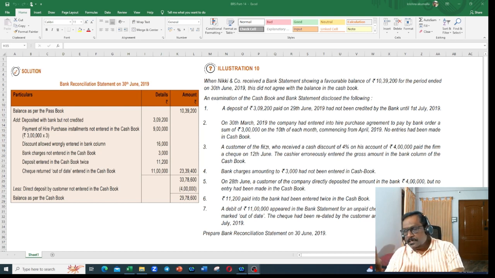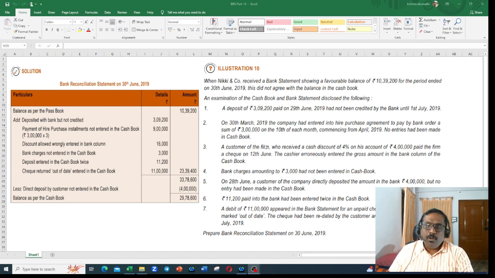So April 10th we have to pay 3 lakhs. May month, 3 lakhs. June month, 3 lakhs. Why am I stopping here with June? Because the reconciliation is being prepared on 30th June. Since the reconciliation is prepared on 30th June, how many months of these bank order transactions am I yet to record in my cash book? 3 months. Which are those months? April 10th, May 10th, June 10th. So 3 months' payments are not recorded in the cash book.